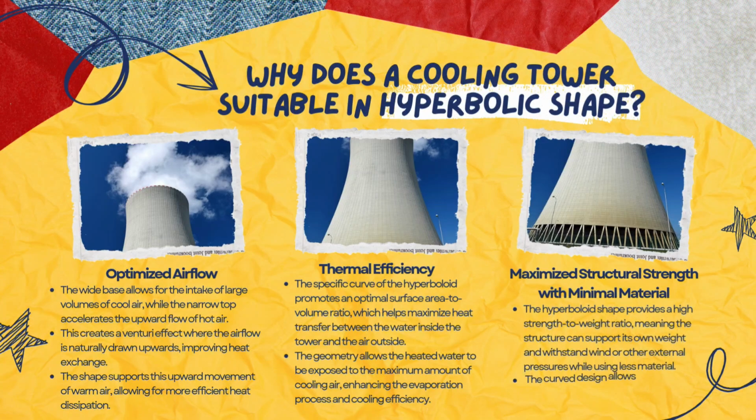Lastly, to maximize structural strength with minimal material, the hyperbolic shape provides a high strength-to-weight ratio, meaning the structure can support its own weight and withstand wind or other external pressures while using less material. The curved design allows the tower to carry compressive loads effectively.